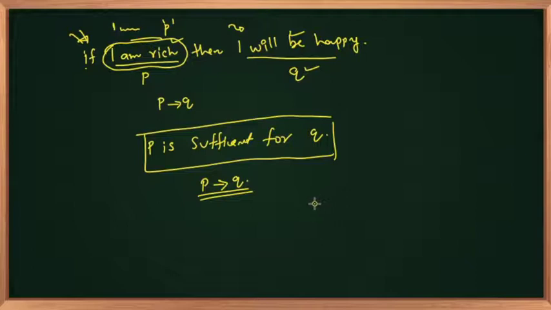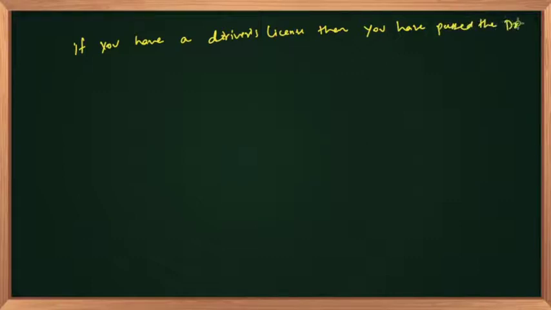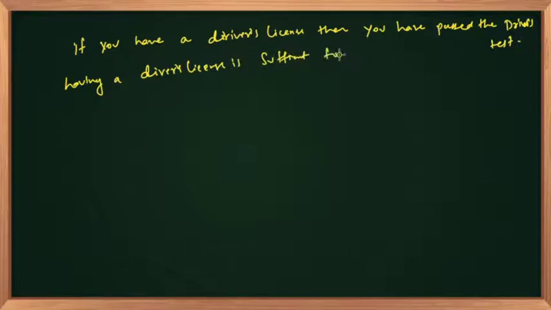Okay, we can see one more example if you want. If I write, if you have a driver's license, then you have passed the driver's test. So basically it says that having a driver's license is sufficient for you to pass the driver's test.